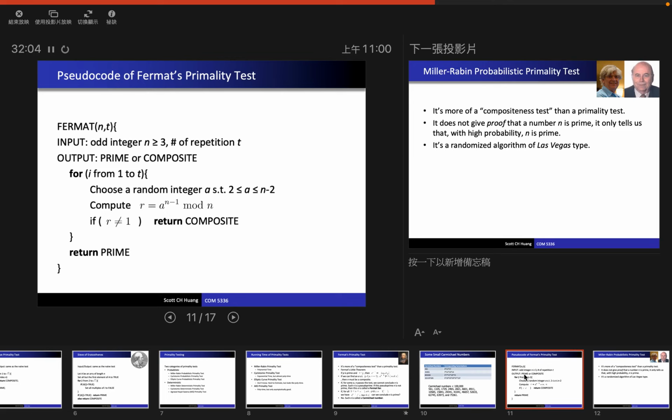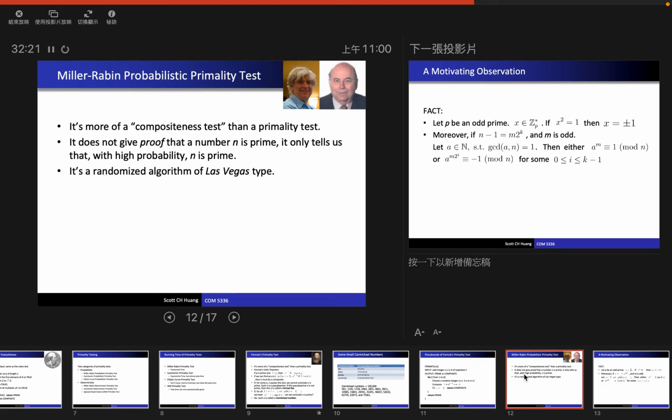So this algorithm works for all non-Carmichael numbers. Even though there are not a lot, 17 Carmichael numbers below 10,000, below 100,000, but still not good enough. So we definitely need a different approach.